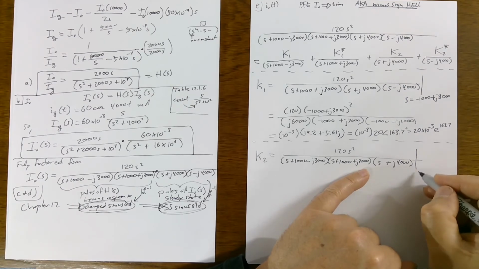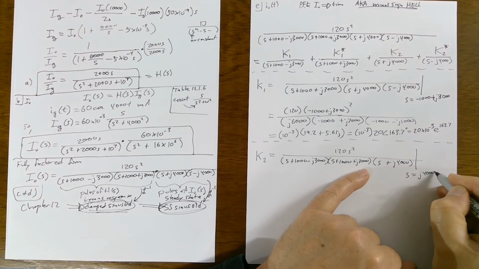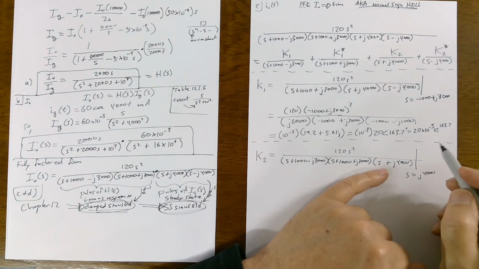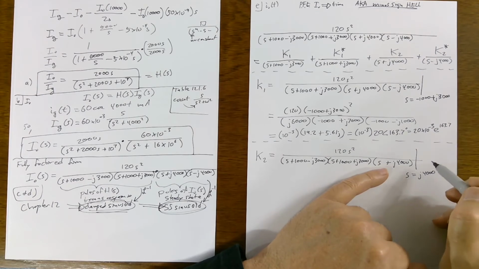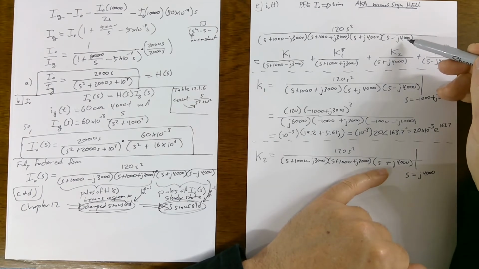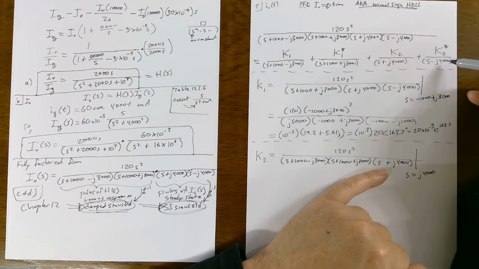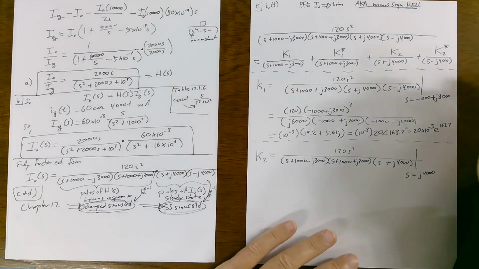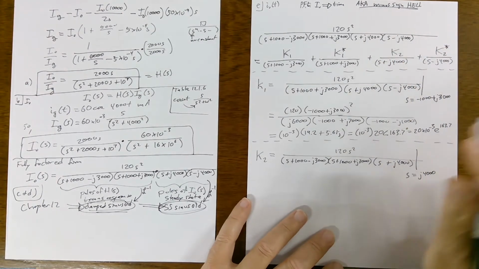And we evaluate this at s equals j4000. Should this be a minus sign right here? No, that's the minus, so I'm eliminating here. I'm really solving for K2 conjugate here, which is fine. I could flip these signs and it's okay.